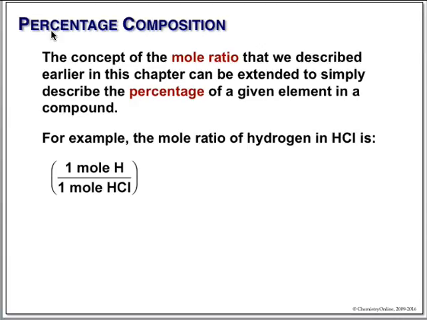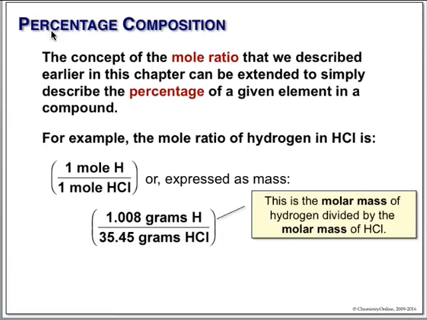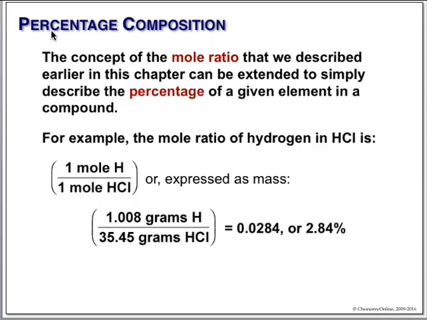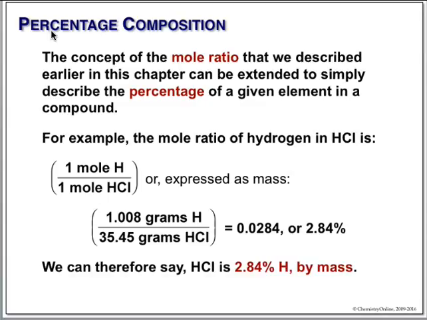Well, we also know that one mole of hydrogen weighs 1.008 grams. And we can add up a molar mass here for HCl. So we could say this is the same thing as one mole, and this is the same thing as one mole of HCl. That's the molar mass of HCl. So let's just take this and do the math. Let's divide 1 by our 35.5. When we do that, we get 0.0284.